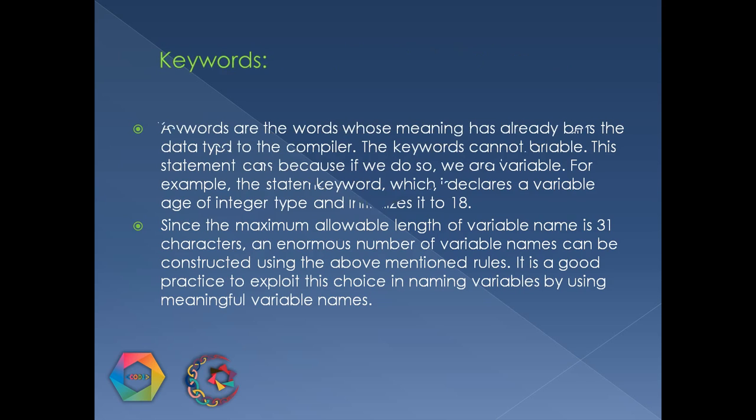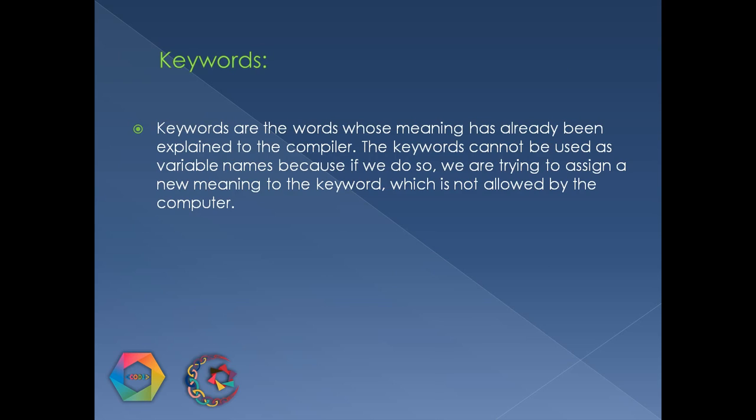All right. Now, the next and the last type of tokens in C language is known as keywords. And keywords are the words whose meaning has already been explained to the compiler. Now, what is meant by that?